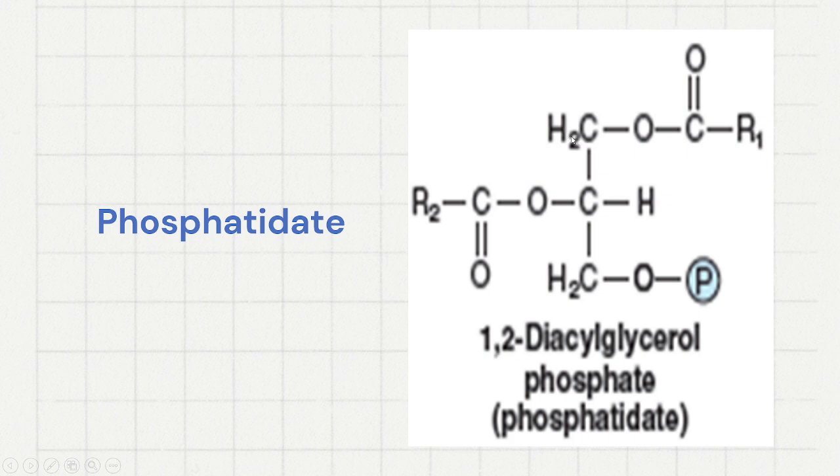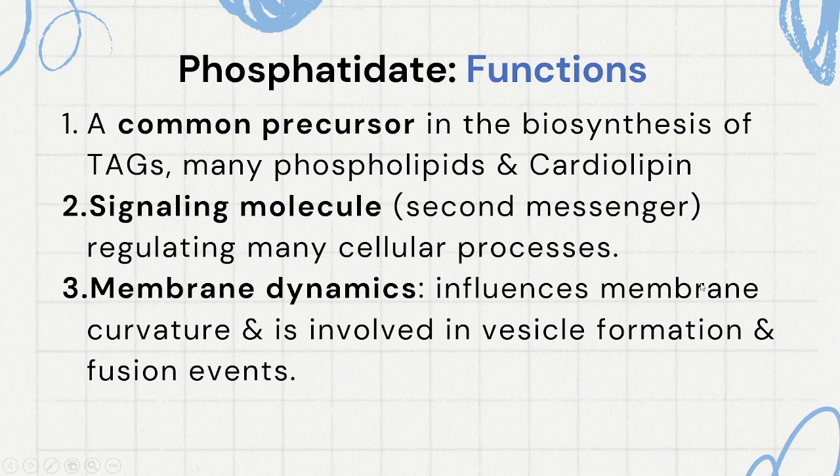This is the structure of phosphatidate: the glycerol backbone, fatty acid chain at position 1, fatty acid chain at position 2, in addition to a phosphate group at position 3. So it is 1,2-diacylglycerol phosphate. What is the function of phosphatidate?